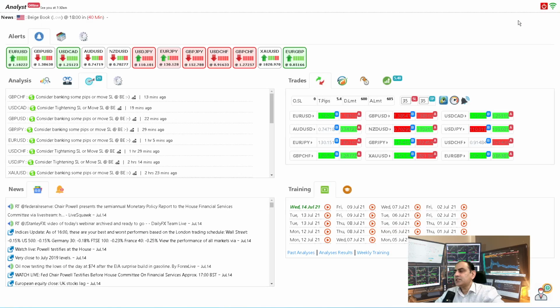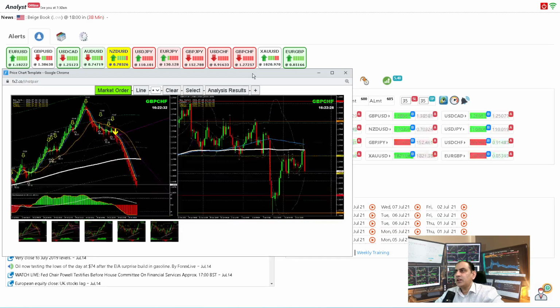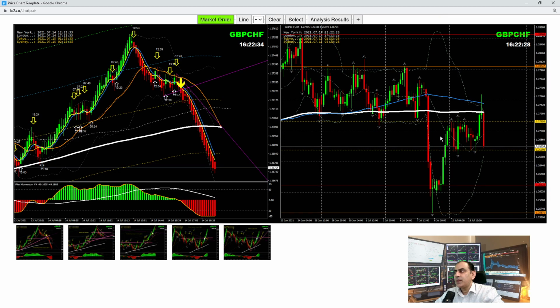All right, so I'm just going to share quickly another one, pound Swiss franc, just quickly. We had an amazing trade here. Look at in here.